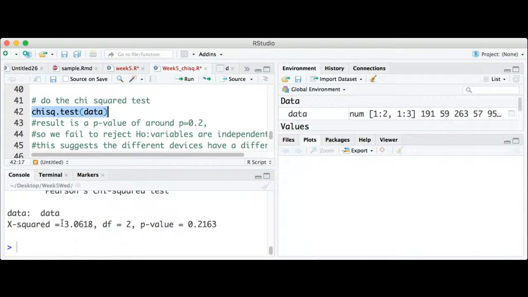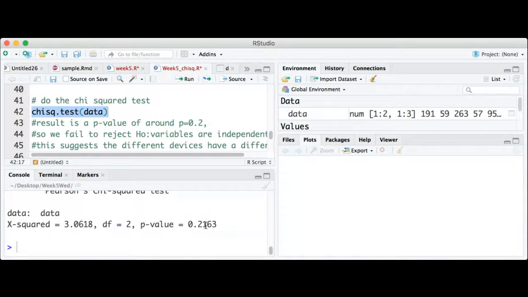Okay, so here I get a chi-squared statistic. It's 3.06 something. R has calculated the degrees of freedom to be 2. There's a formula for it, but it's not taught in the notes, so we just use R. And the p-value it's come up with is 0.2. So what can we conclude from that?